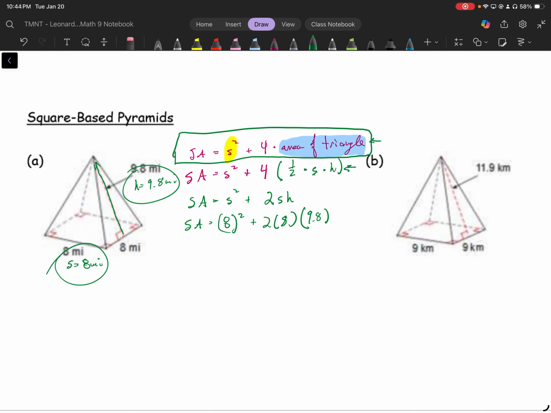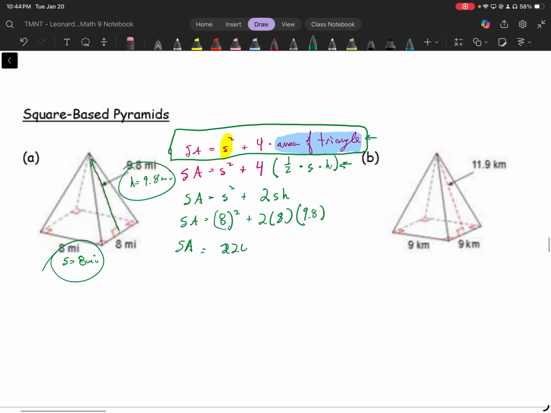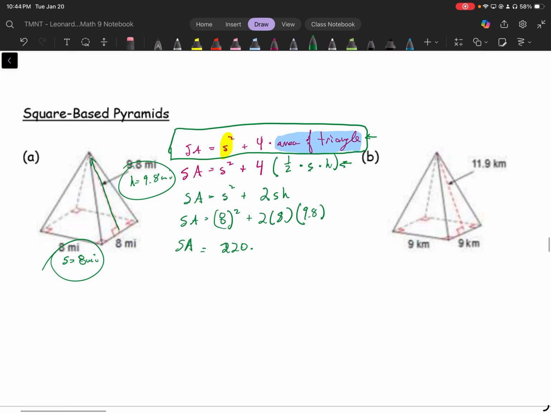So putting this all in, I'll punch it into my calculator. So my surface area is going to be 220.8. I take a look at the units being used. It's miles. I'm going to square those units.